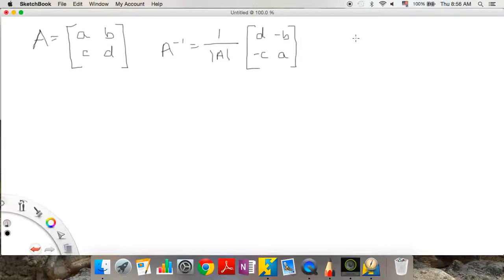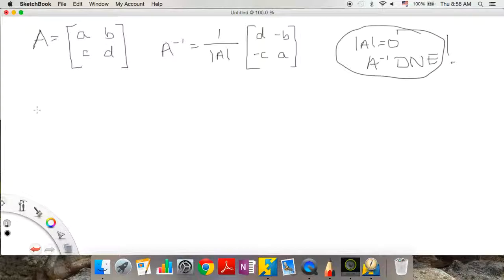Now, if the determinant equals 0, then the inverse does not exist. Okay? Not all matrices have inverses. Even some square ones don't have inverses, so you have to pay attention to that. If the determinant's 0, you don't have an inverse. So let's do an example.